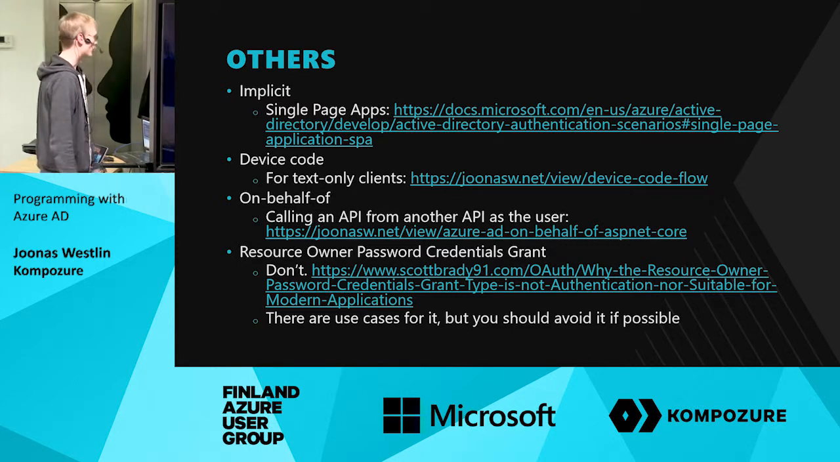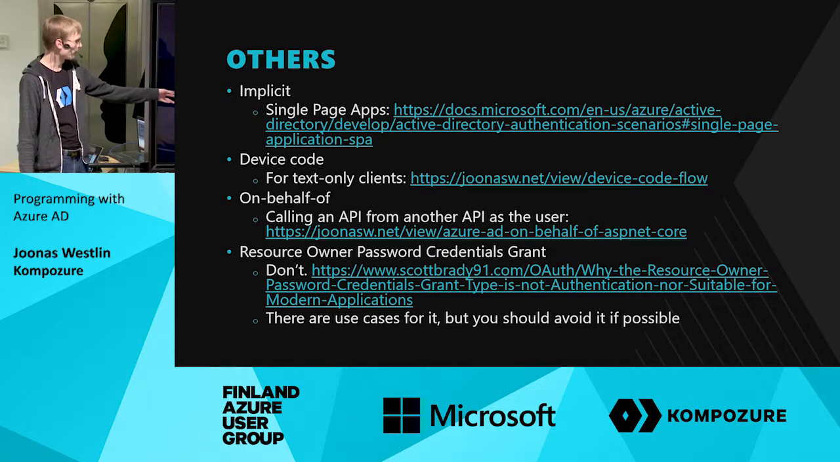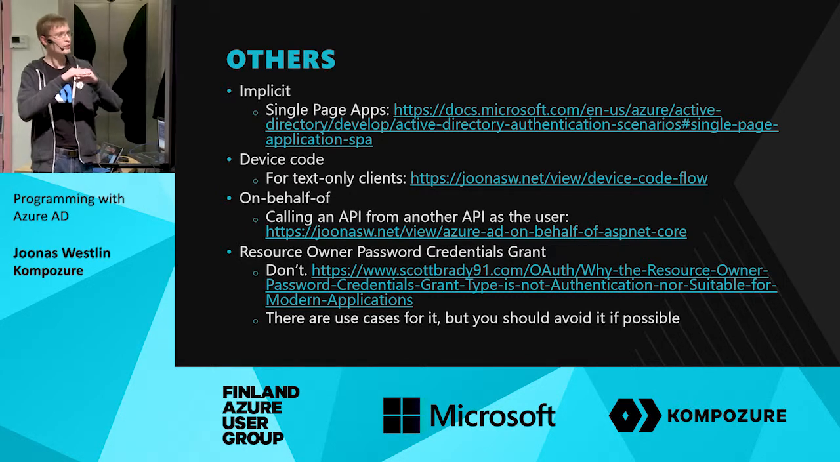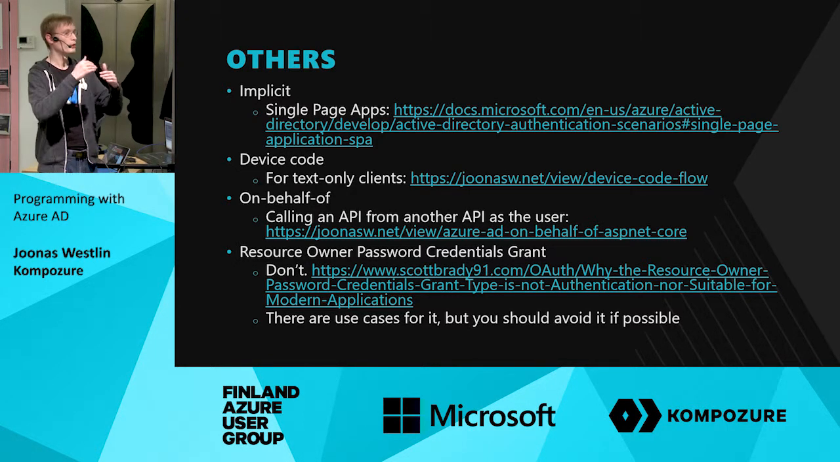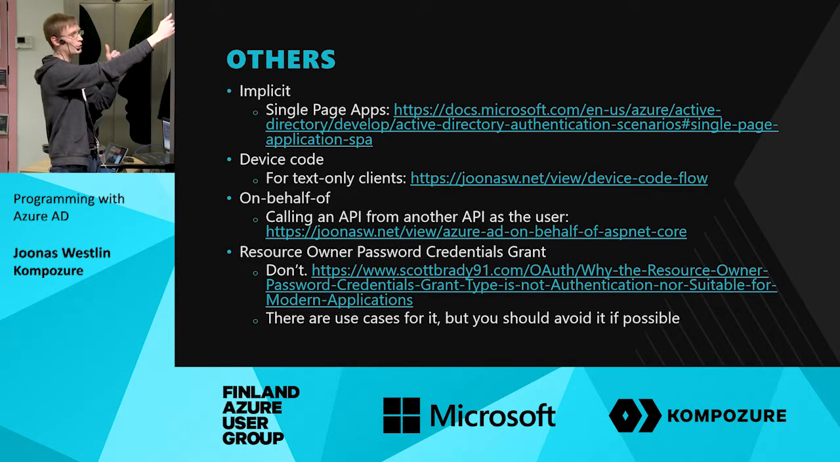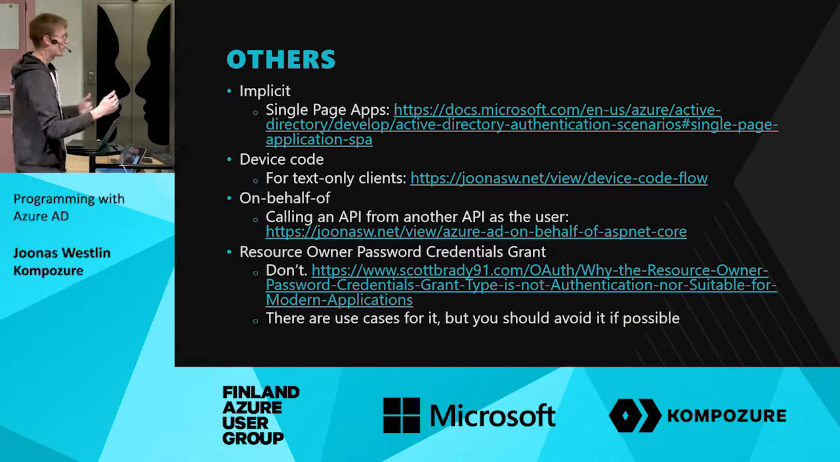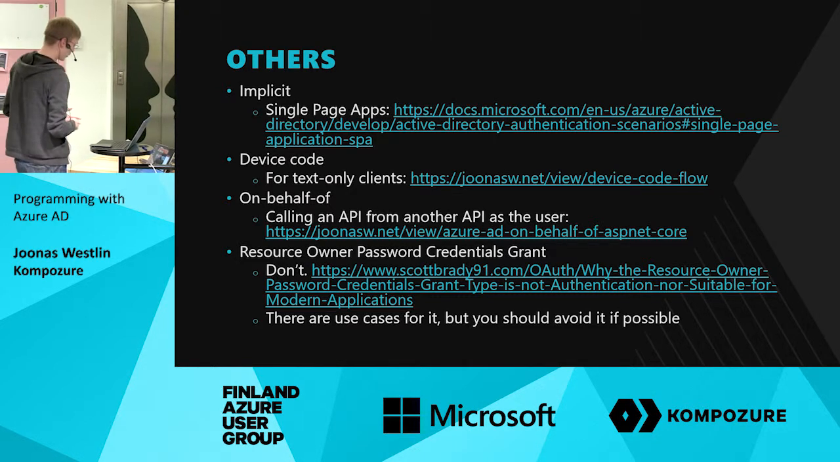So I wrote a blog post about it, so you can go check that out. And there's also on behalf of flow, which allows your API to call another API on behalf of the calling user, which is pretty cool. So when you get a call as a user to your API, you can call Microsoft Graph API, for example, as them. So that allows you to chain the delegation. So I wrote a blog article on that as well.